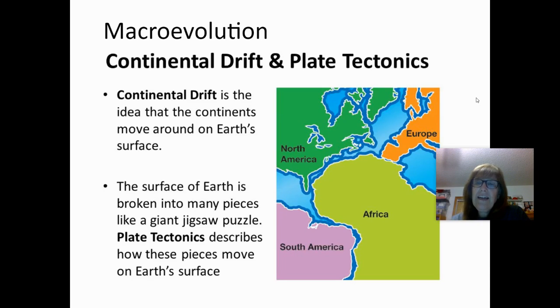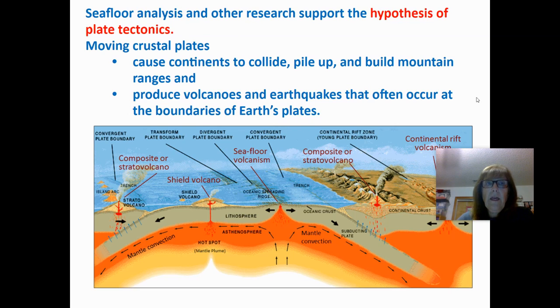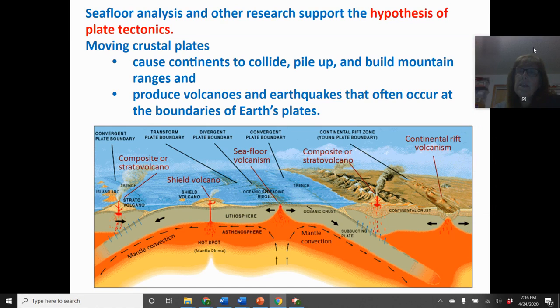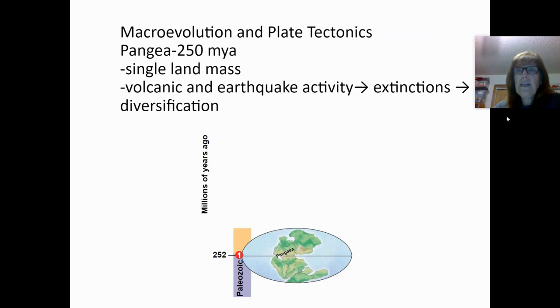So, that leads into our next topic of discussion, which is looking at continental drift and plate tectonics as it relates to macroevolution. Now, continental drift is the idea that the continents move around the Earth's surface, and the surface of the Earth is broken into many little pieces, kind of like a jigsaw puzzle, and it's plate tectonics that actually describes how these pieces move on the Earth's surface. So seafloor analysis and other research actually supports what we know as the hypothesis of plate tectonics.